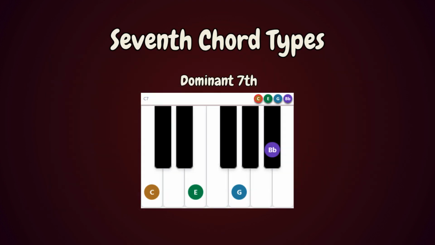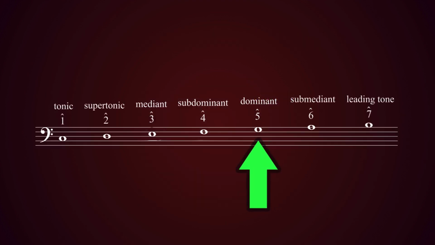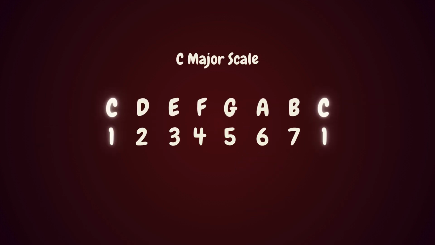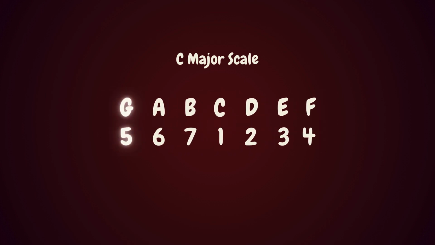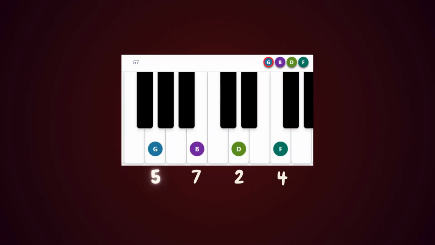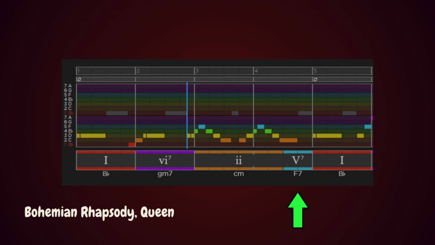The third of the most common seventh chords is the dominant seventh chord. The dominant refers to the fifth scale degree, so the root of the dominant chord is always the fifth note of the scale. We construct it the same way, the only catch is that we need to treat the fifth as 1, so we need to take 5, 7, 2 and 4. It's very often used to create tension that resolves to the 1 chord. You can hear that in Bohemian Rhapsody, for example.